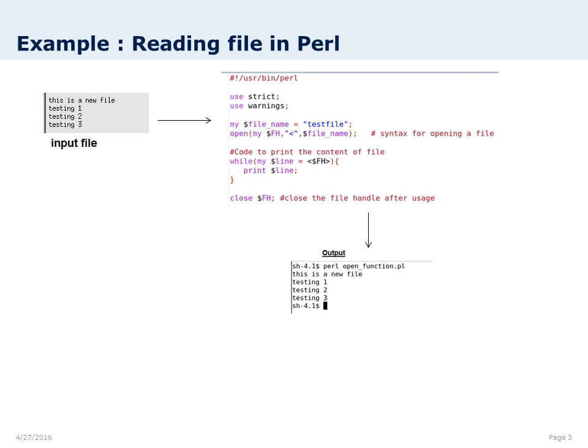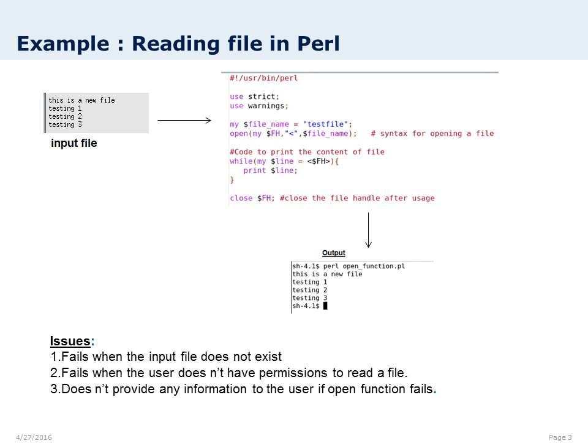Let's look at this program which tries to read a file by the name test file, and it prints the contents of the file using a while loop. Here, this particular program has certain drawbacks. As you can see, if the input file does not exist, this program will fail. Also, if the user does not have the permissions to read a file, even in that scenario, this particular program fails. And the worst part of it is, it does not provide any information to the user if the open function fails. So how to tackle this?